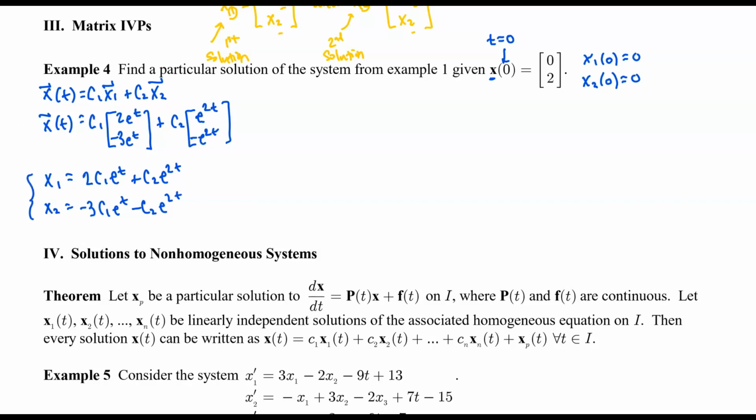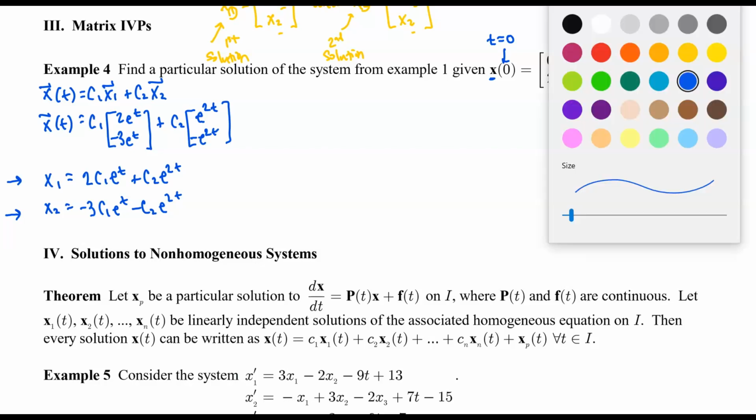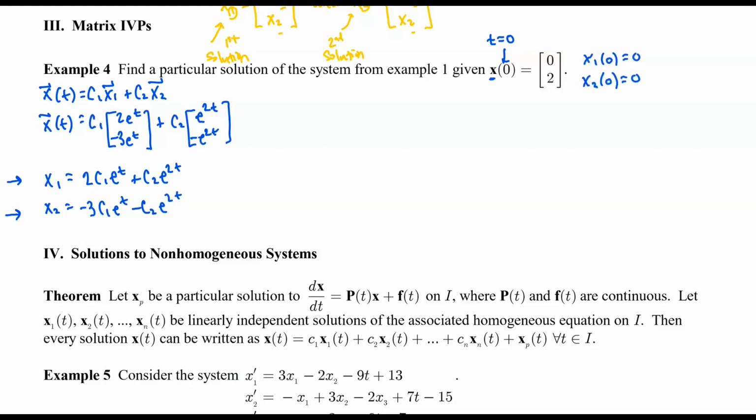Row 1 is x1, row 2 is x2, and it's equal to the linear combination over here on the right side. So notice I have a function of t for my first dependent variable and a function of t for my second dependent variable. So now we're going to apply our initial conditions. You can either do this in matrix form or you can do it in a separated form like what we have right here.